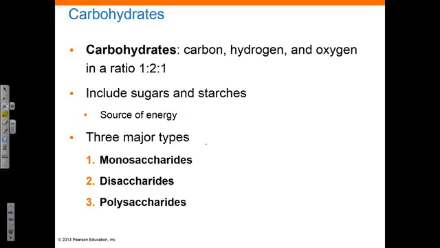Carbohydrates are organic molecules that consist of carbon, hydrogen, and oxygen present in a 1 to 2 to 1 ratio, meaning that for every one carbon atom in the molecule, there will be 2 hydrogen atoms and 1 oxygen atom present. Carbohydrates provide a source of energy for the body and include sugars and starches. There are 3 major types of carbohydrates: monosaccharides, disaccharides, and polysaccharides.